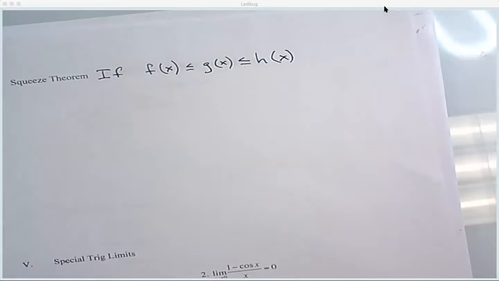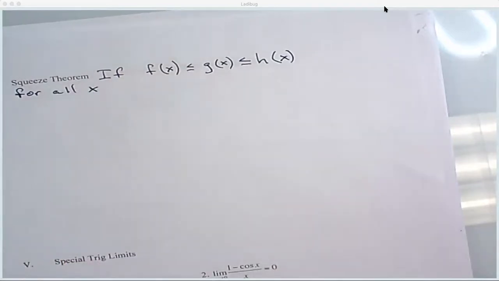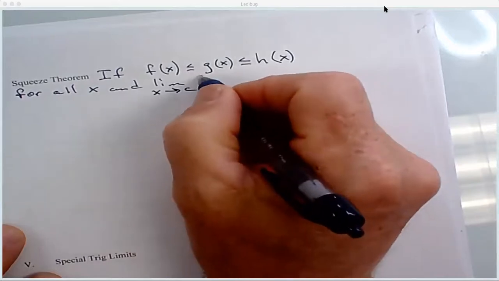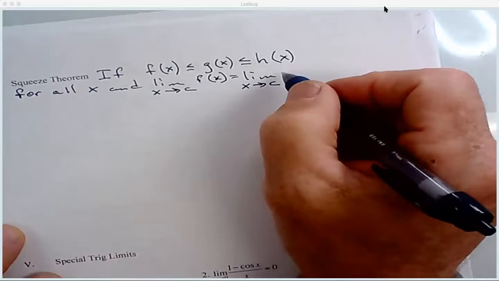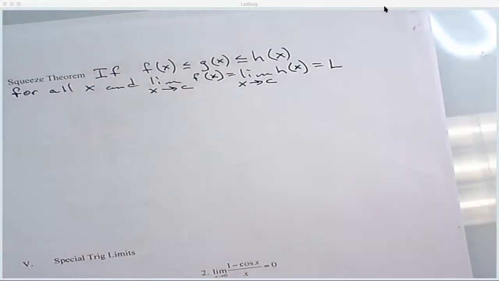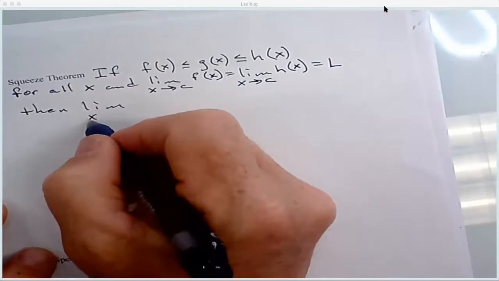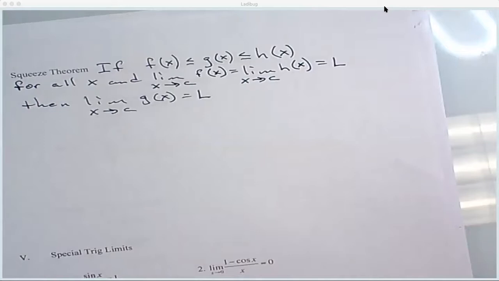Okay? If that is true, and it's true for all x, and the limit as x approaches c of f equals the limit as x approaches c of h equals some limit number that I'm going to call L, then this has to be true: the limit of g as x approaches c also has to be L. Does everybody understand that?